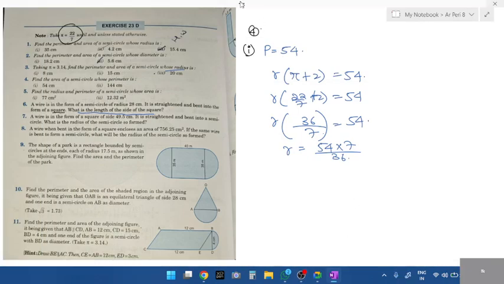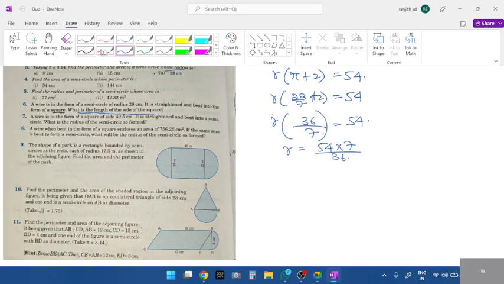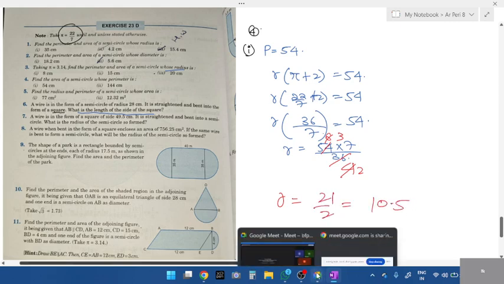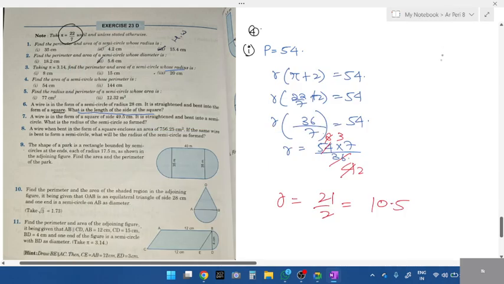Okay, how many times does it get reduced, students? Tell me how many times it goes. 9 fours are 36, 9 sixes are 54, right? 2 twos are 4, 2 threes are 6. What's the answer? Radius is equal to 21 divided by 2. Is it 10.5? 10.5 is the answer, right?